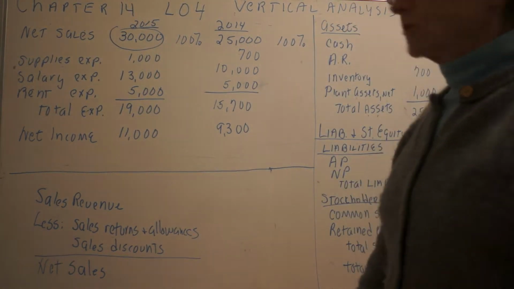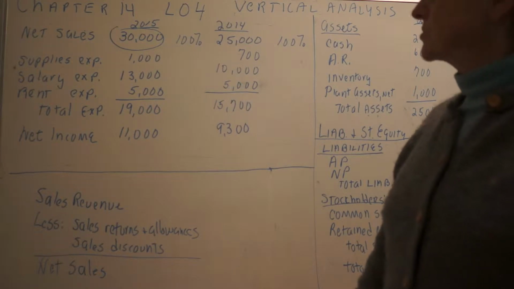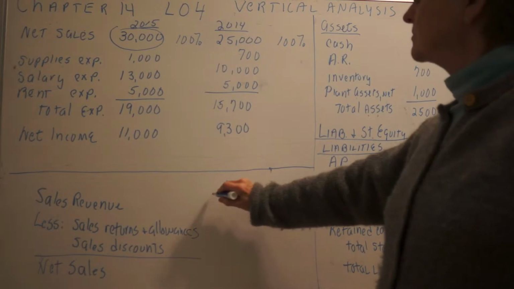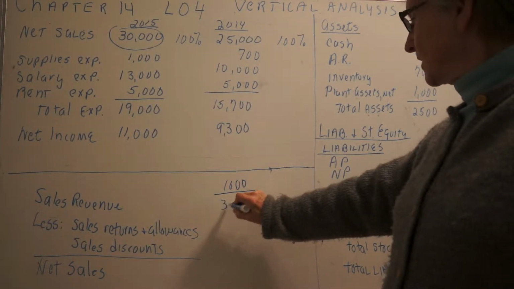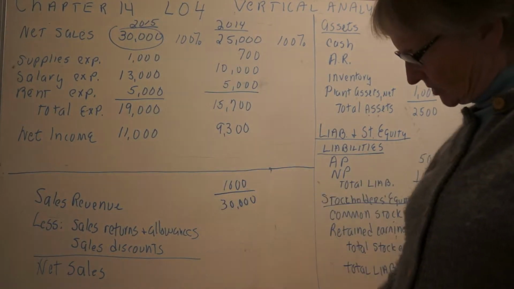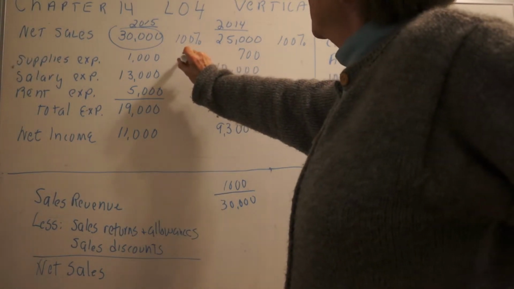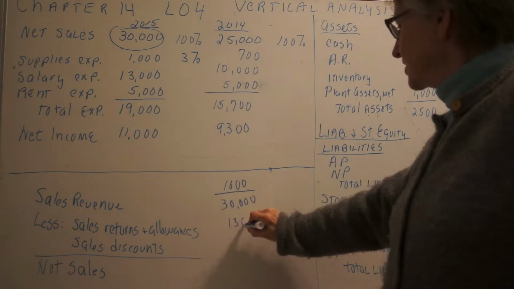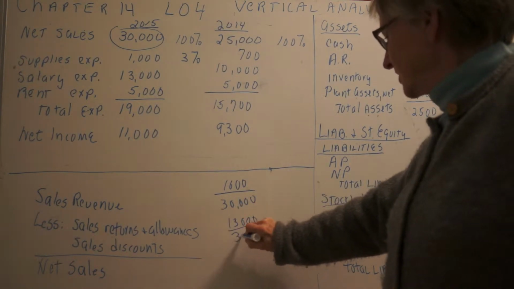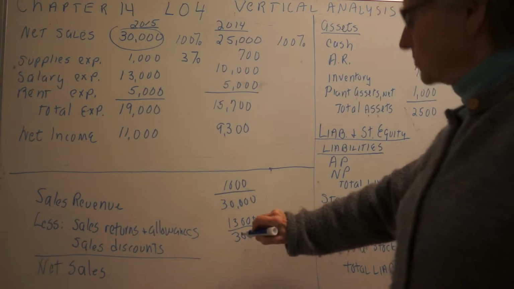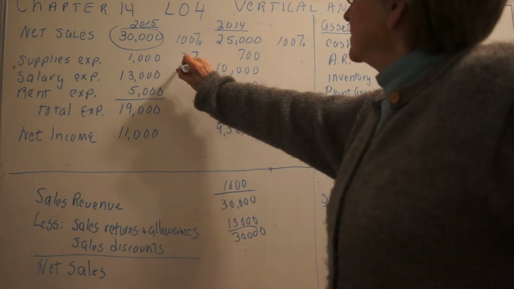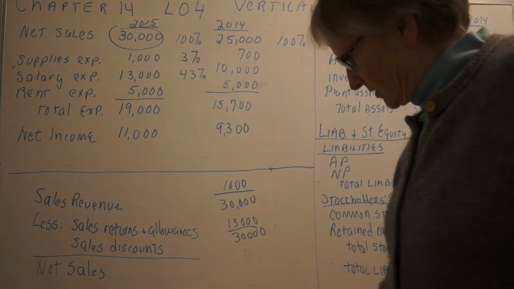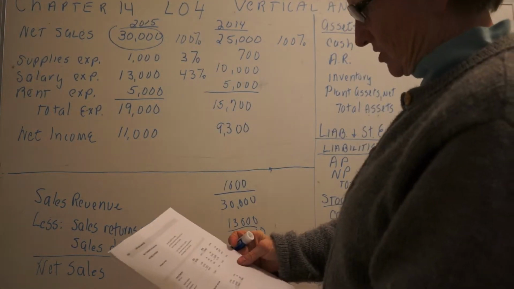And then we're going to say, well, what percent of net sales is supplies expense? So we would go 1,000 supplies expense divided by 30,000 net sales would give us 3%. Well, what percent is salary expense? Well, we go 13,000 divided by net sales, and we would get 43%. Okay, and we would do that all the way down. And if you're looking at the notes, you can see I kind of did that.